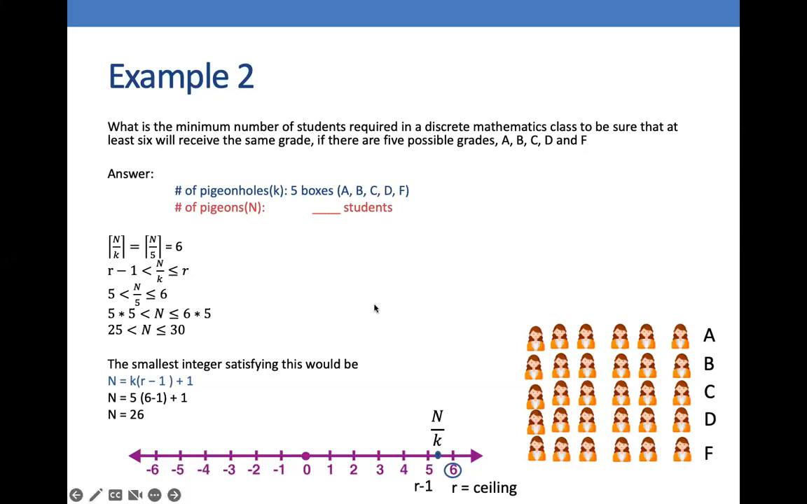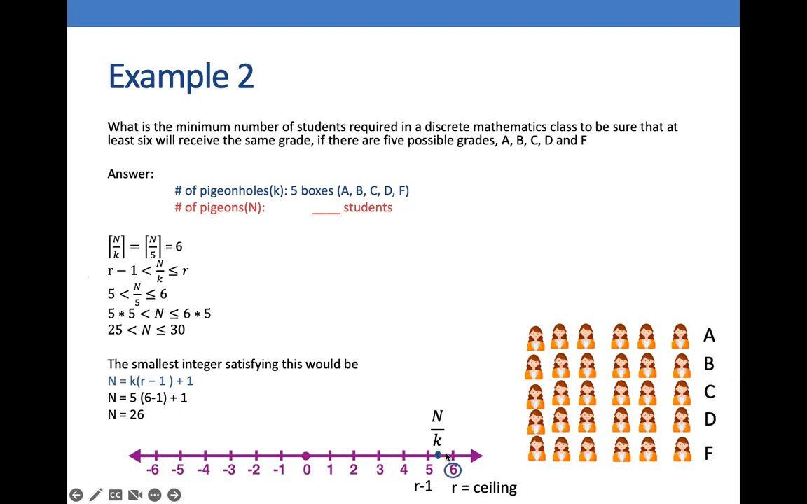Let's dive into the solution already. We use the generalized formula, the ceiling of n over k. Substituting our values, we have the ceiling of n over 5 equals 6. So n over k is restricted into this domain: the ceiling of n over 5 must be less than or equal to r. In this case, our r will be 6, and it must be greater than r minus 1.